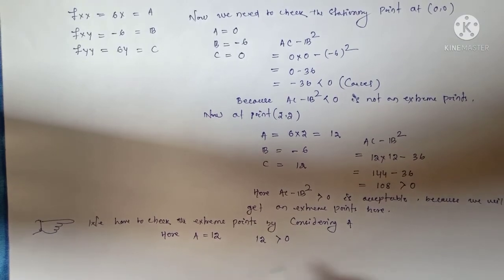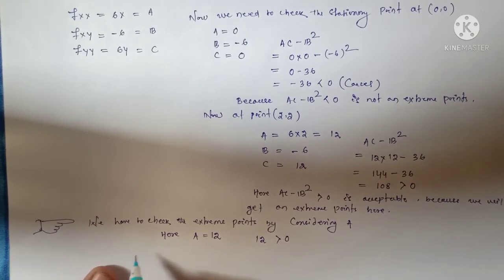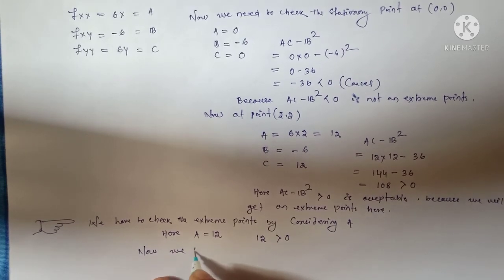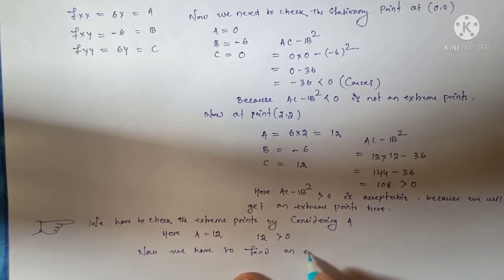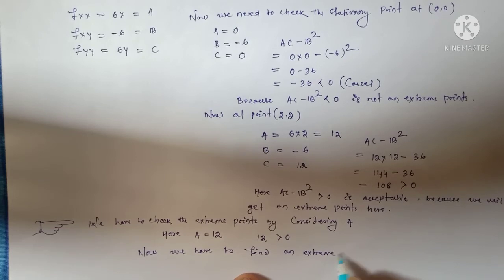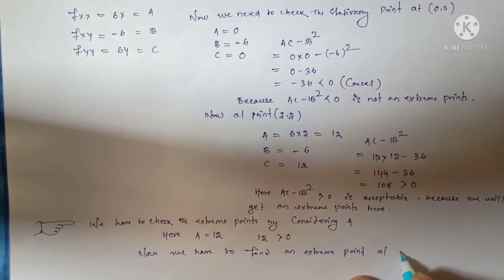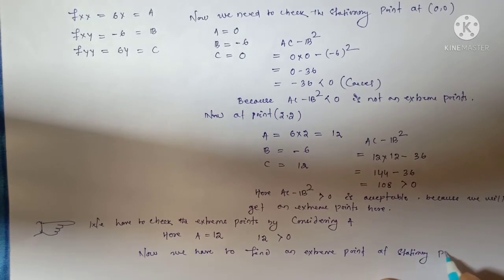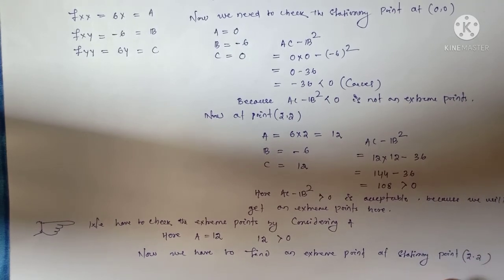So now we have to find the extreme value at the stationary point 2, 2. So we will use 2, 2.